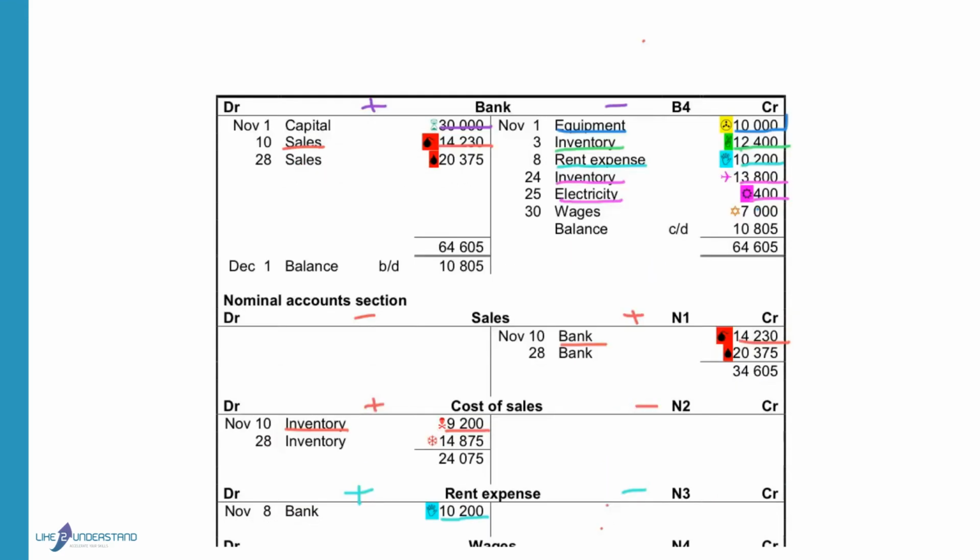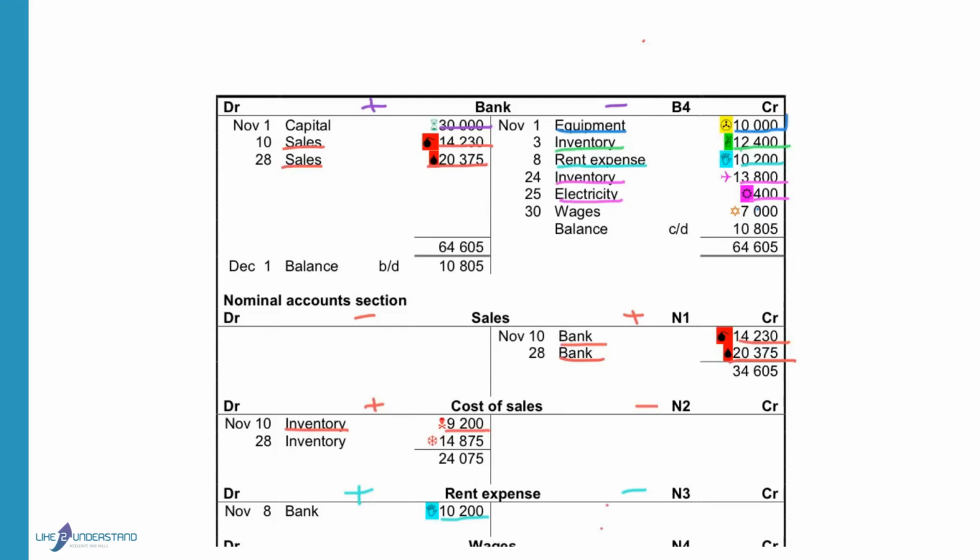Bank account is debited because the money in the bank increased, and the sales account will be credited because the money in income increased as a result of the money that we received from this cash sales, and bank was debited. Then we also have to complete a double entry for the cost of sales.